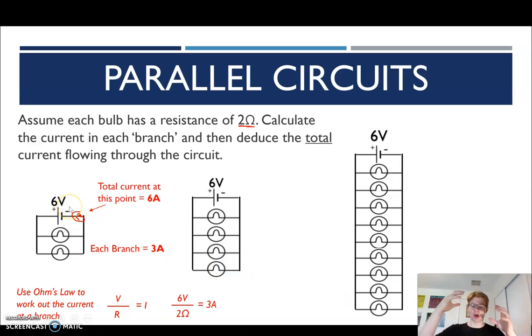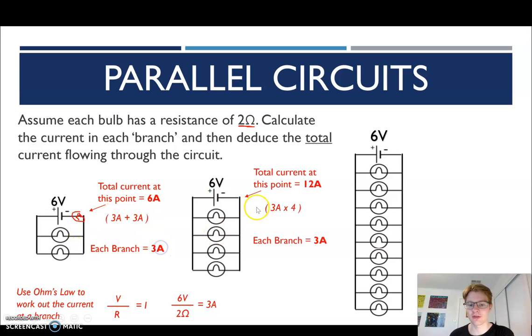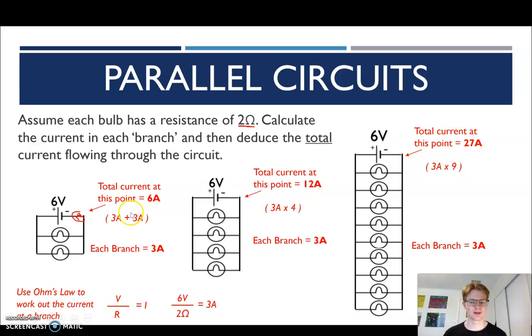The total current at the top, though, is going to be 6 amps because that's just 3 amps plus 3 amps. And so the same here, we have 4 branches, each with 3 amps. The total current at the top will be 12 amps. And here it's 27 because it's 3 times 9. So, did you get that? Did you get all these as the answers? It's okay if you didn't. Remember, Ohm's law is a more handy tool than you would expect.